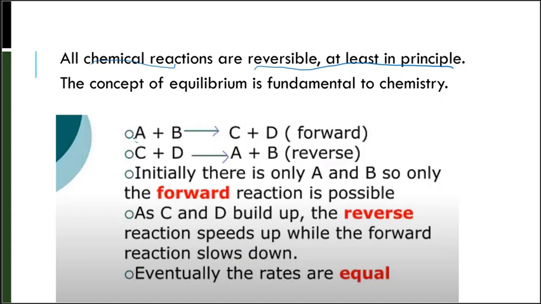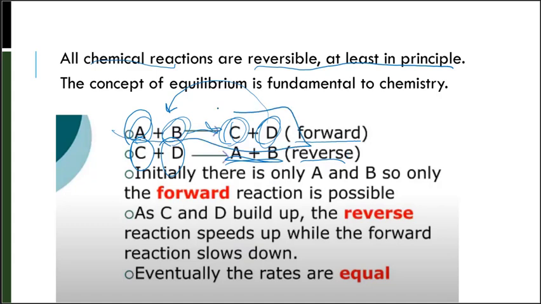Think of a chemical reaction where I have 2 reactants, A plus B, and they create products C and D. This is a forward reaction. What if I went in reverse? So I flipped this around. So my reactants now are C and D reacting to form A and B. So this is the reverse reaction. Now initially when I started this reaction, right here, initially I only had A and B. So only that forward reaction is possible.